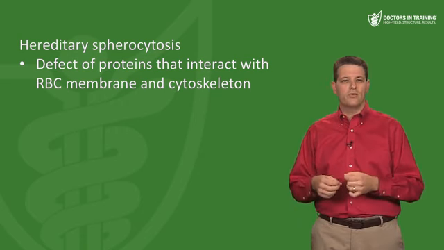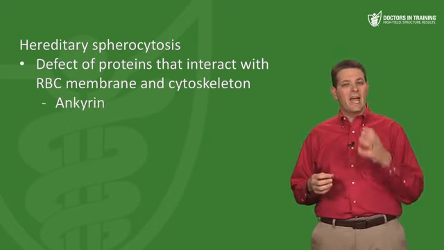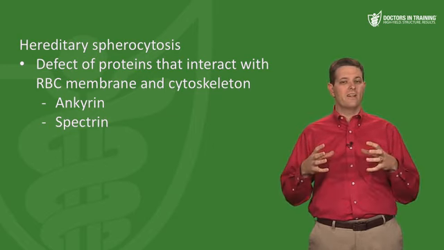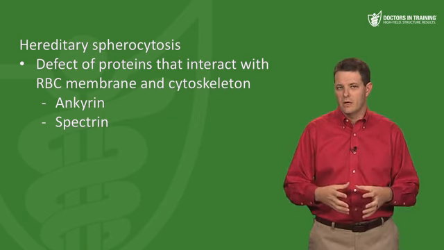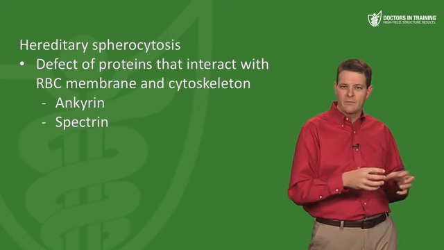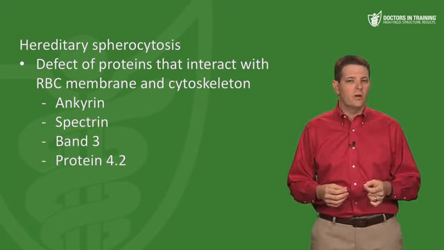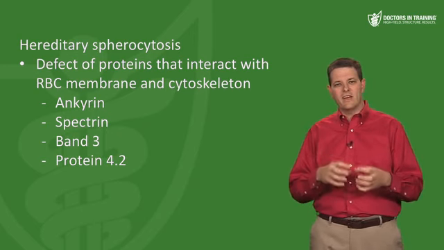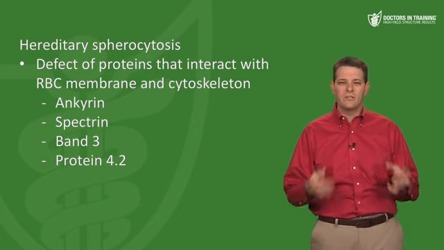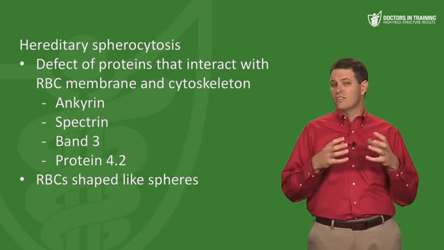This is a defect of the proteins that interact with the red blood cell membrane and the cytoskeleton, mainly ankyrin and spectrin. We said earlier that spectrin is the protein that helps give red cells their biconcave shape, and it allows the red cells to change shape slightly and squeeze through the narrow capillary beds. There are also proteins called band 3 and protein 4.2 that interact with ankyrin to link the cytoskeleton to the plasma membrane. So defects or deficiency of any of these proteins can cause hereditary spherocytosis, and the red cells are going to be shaped kind of like spheres.